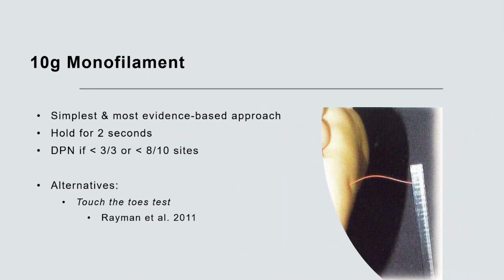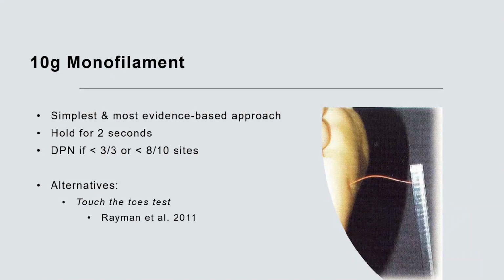So here's our 10-gram monofilament. Back in the day, there were lots and lots of these different monofilaments that we used, but we now use a 10-gram monofilament. There's limited benefit to using a range of different density monofilaments. 10 gram is absolutely fine. We would hold that for 2 seconds so that it buckles, and we know it's applying exactly 10 grams of pressure. There are multiple sites that can be tested.